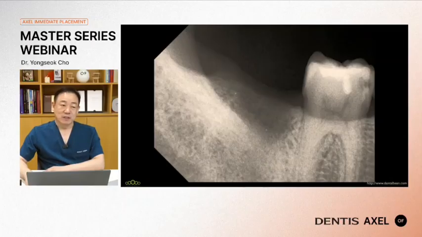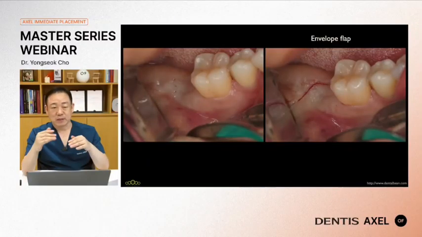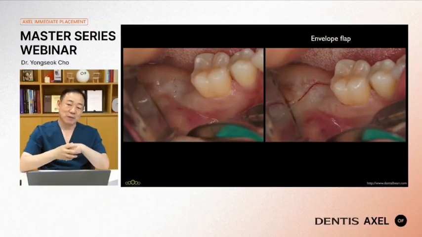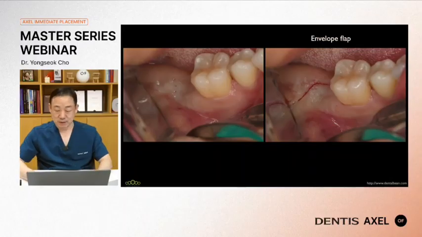In many cases I do flapless surgery. Maybe if I wanted, I could do flapless surgery also in this case. However, in this case, I found the buccal tissue height a little low. So if I do flapless surgery, I cannot increase the buccal tissue height. So I decided to do flap surgery in this case to make a better result. Although it's a little bit inconvenient, I decided to open a flap in this case.